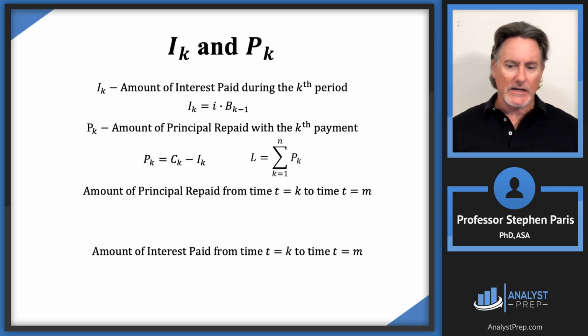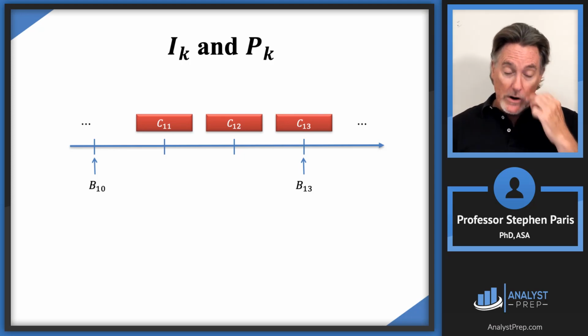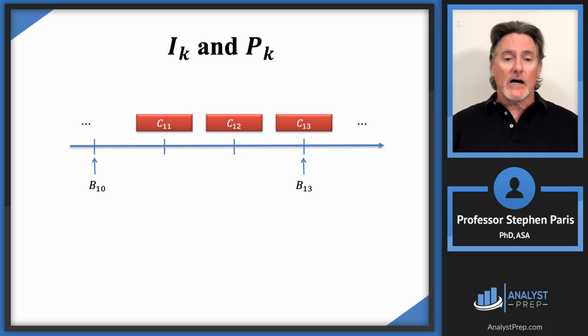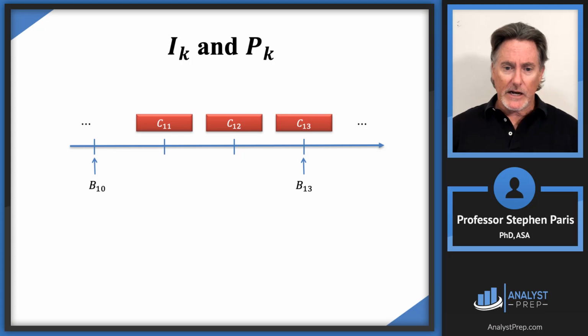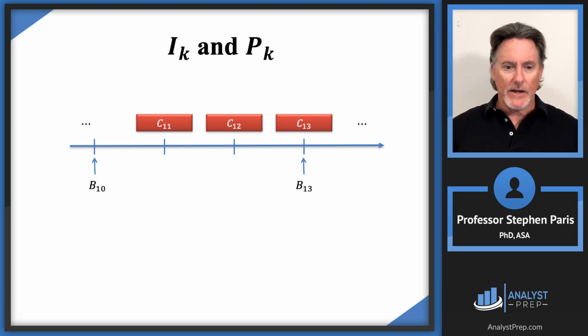So let's look at an example. Let's capture some information on a timeline. Let's say the time period I'm talking about is from time 10 to time 13. So the difference between the balances at time 10 and time 13 are accounted for by the payments at times 11, 12, and 13. Those are the payments between time 10 and time 13. Remember, the payment at time 10 is already reflected in the symbol cap B sub 10 because it represents the balance just after that payment.